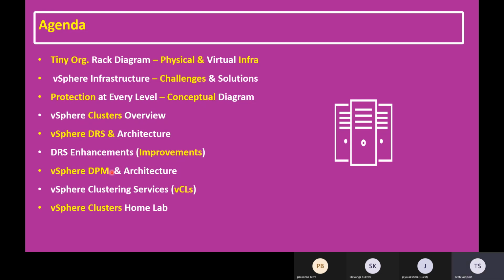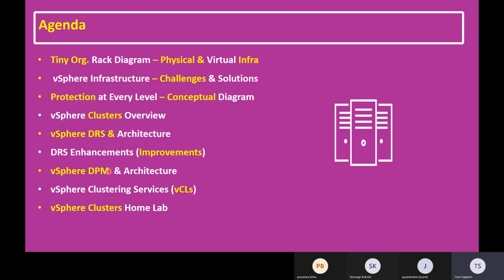Then vSphere DPM. DPM means Distributed Power Management, and we'll observe the DPM architecture as well. And vSphere Cluster Services: the name itself says it's a clustering feature. Finally, we'll do the home lab for vSphere clusters. Today we'll mainly focus on DRS and DPM, and the following sessions will cover the remaining features, HA and FT, in the subsequent sessions.